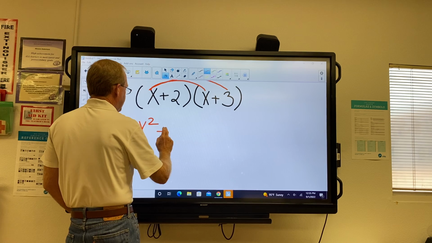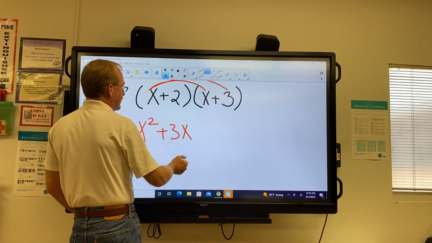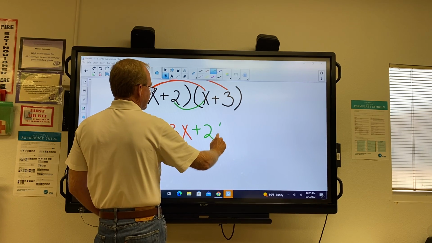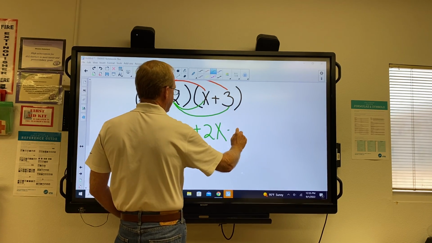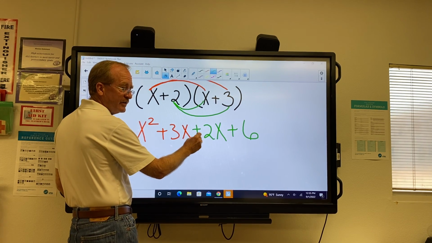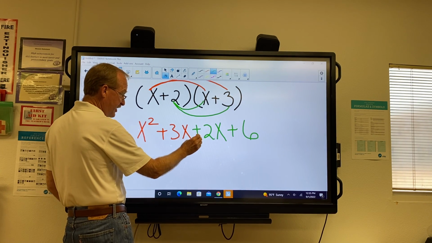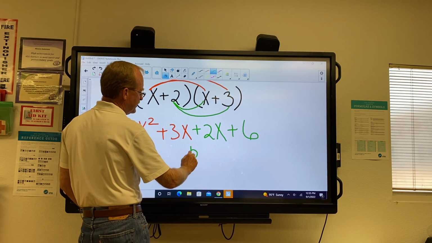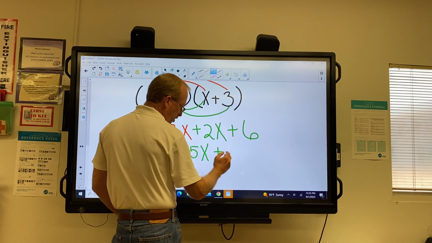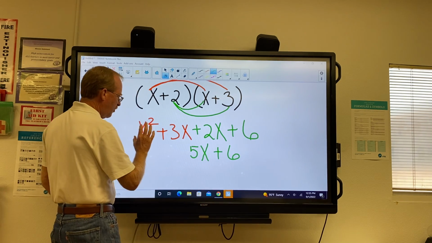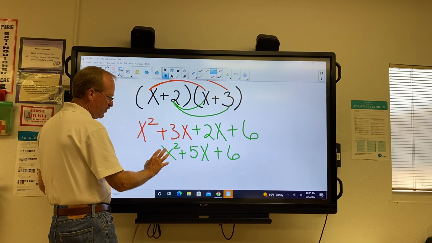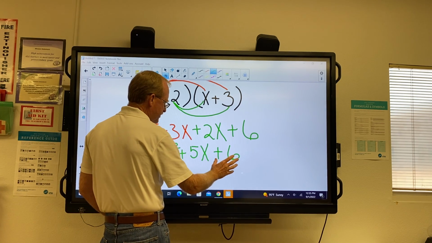Here, this would be 3x. X times 3 is 3x. On the bottom, you would have plus 2x. And 3 times 2 is 6. Now, it's perfectly okay to put x's and x's together. Not x squares and x's, but just x's and x's. That's cool. They're the same. So 3x and 2x is 5x. Nobody to combine with a 6, so we just drop him down. Nobody to combine with x squared, so we just drop that down. And our final answer is x squared plus 5x plus 6.